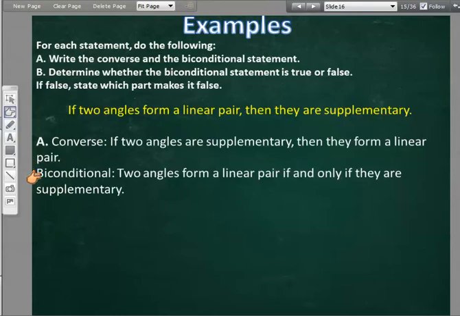Here's what the biconditional would look like. Two angles form a linear pair if and only if they are supplementary. Okay, so I wrote my converse, okay? This is the then and this is the if. I just flipped them. When I'm writing my biconditional, I'm going to use my original statement. Two angles form a linear pair if and only if they are supplementary. Okay?